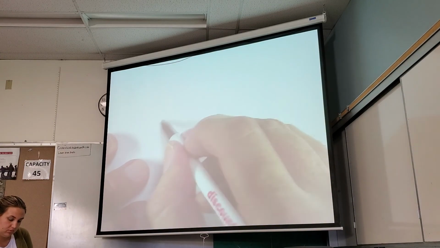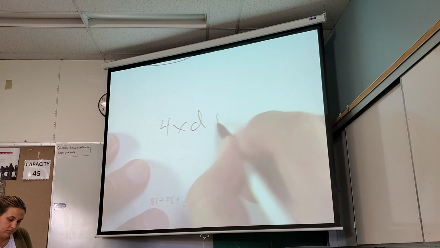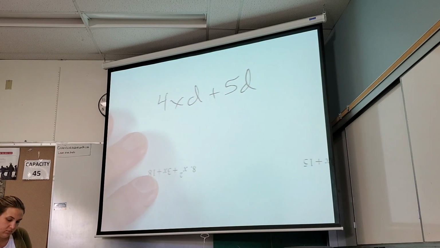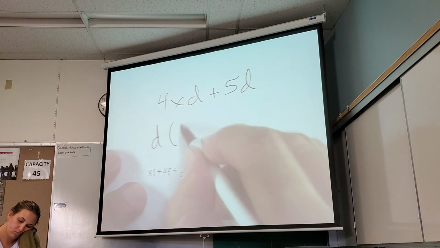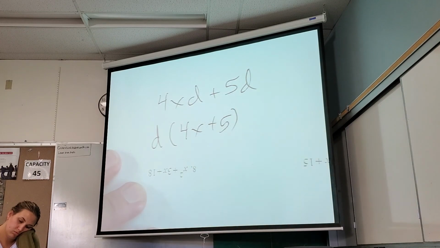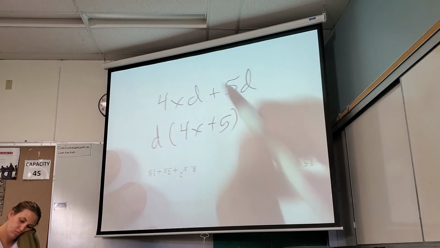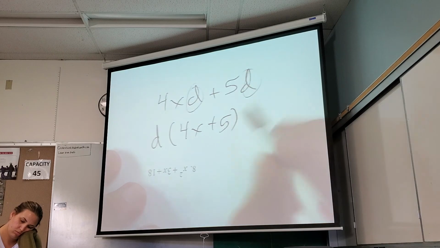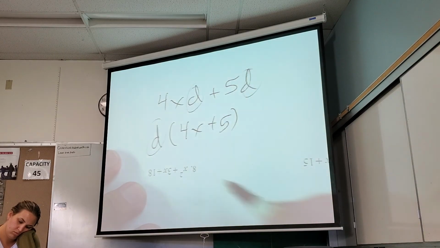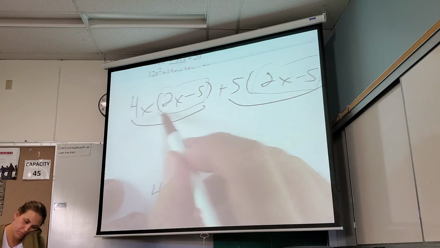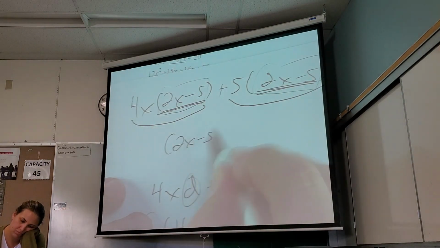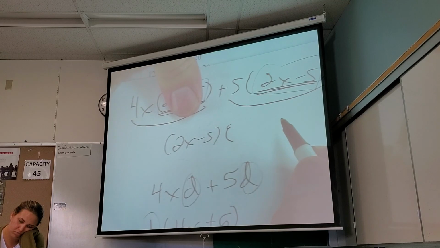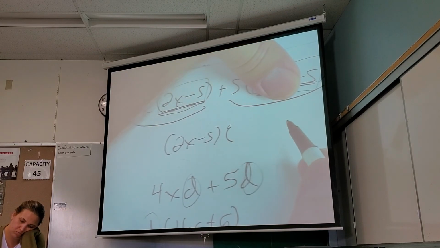No, watch again. Let me do this. How do you factor this? What do they both have? A d. So I can take a d out. Like that. That's GCF. So whatever this and this are, if they're the same, I can take them out. So these are the same, I can take them out. And then what's left? 2x minus 5 and 4x plus 5.